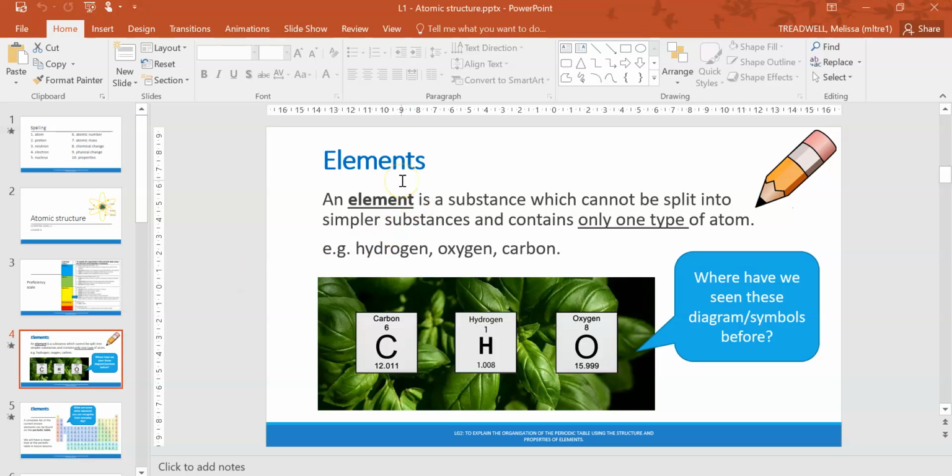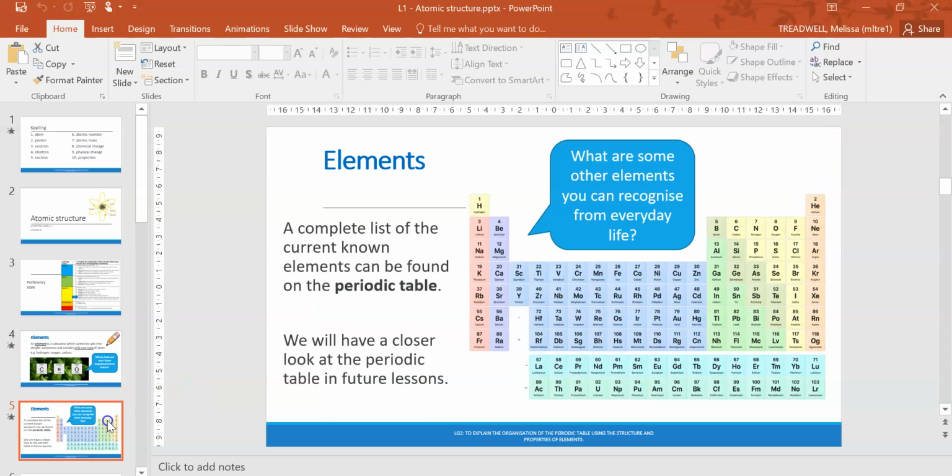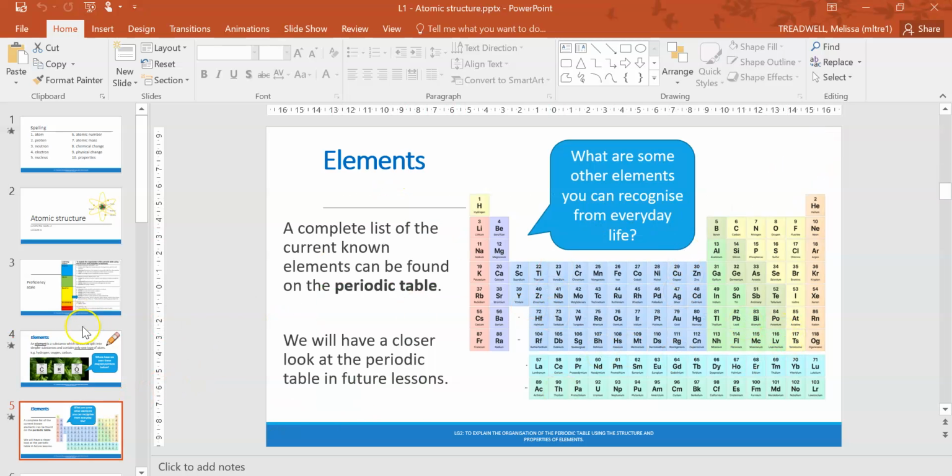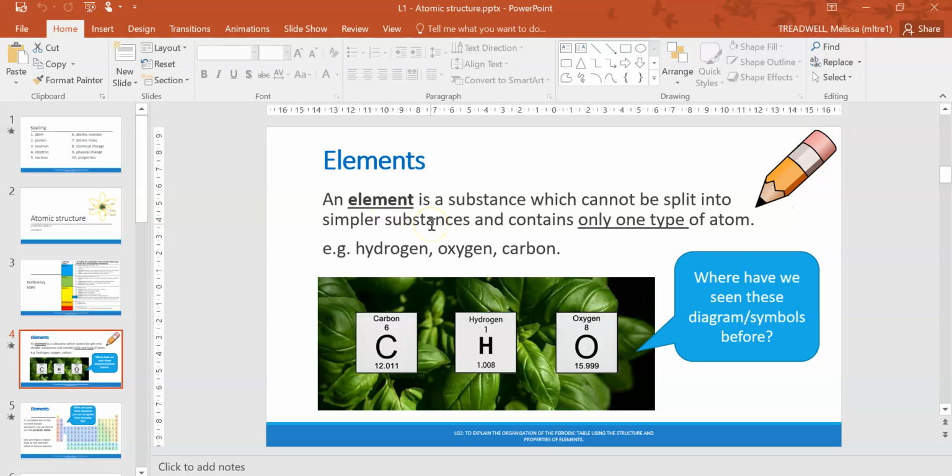We had elements. So it says an element is a substance which cannot be split into simpler substances. Okay, so that's like carbon, hydrogen, oxygen. Anything you find on the periodic table is called an element, and it can't be broken into simpler substances. They're made up of one type of atom. You have to learn this definition off by heart. That's your first job. An element, which are found on the periodic table, cannot be broken into simpler substances. They're made up of one type of atom.